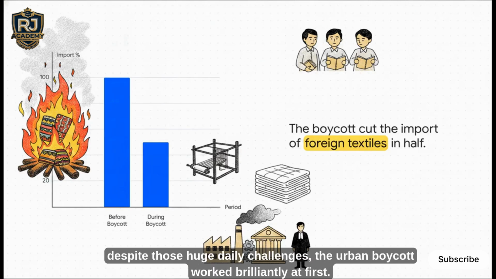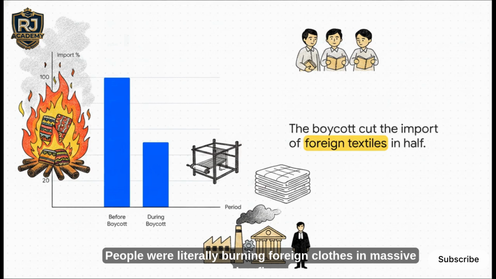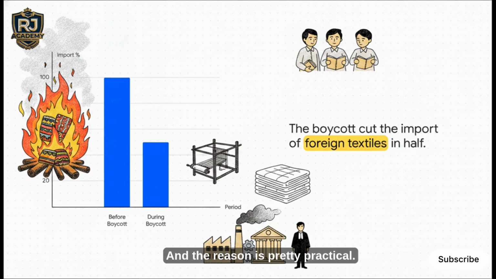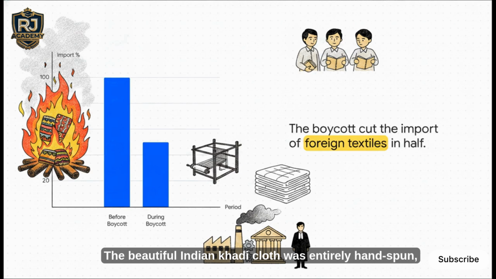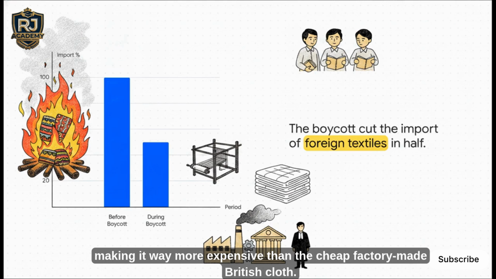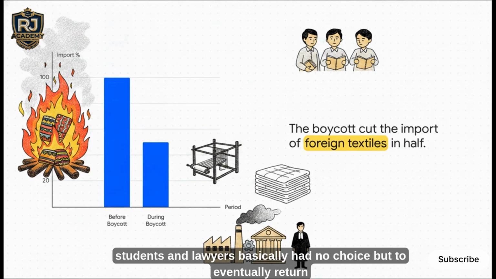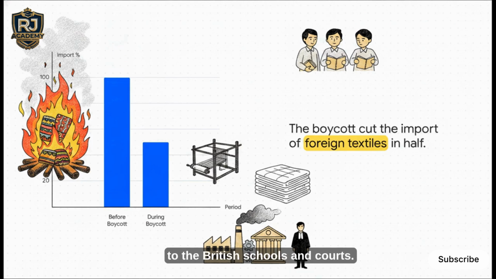Honestly, despite those huge daily challenges, the urban boycott worked brilliantly at first. People were literally burning foreign clothes in massive bonfires, which actually cut the import of foreign textiles right in half. Indian textile mills and handlooms saw this massive boom. But the movement in the cities did eventually start to slow down, and the reason is pretty practical. The beautiful Indian khadi cloth was entirely hand-spun, making it way more expensive than the cheap factory-made British cloth. And without those alternative Indian institutions we just talked about, students and lawyers basically had no choice but to eventually return to the British schools and courts.